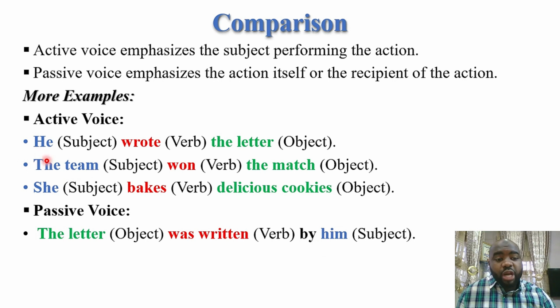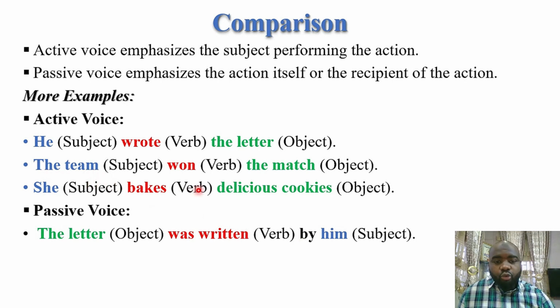Plural pronoun in subject position, pronoun in object position. The letter, object. We have our infinitive verb, don't forget, to be. The past tense will be was. And then the past participle of write will be written. Then we have our by, then our what? Subject.